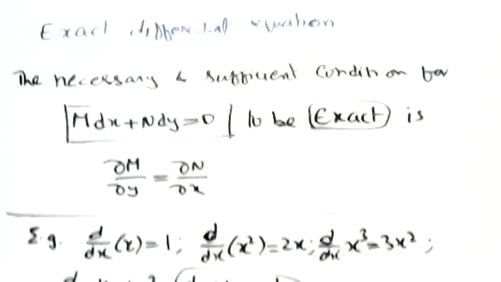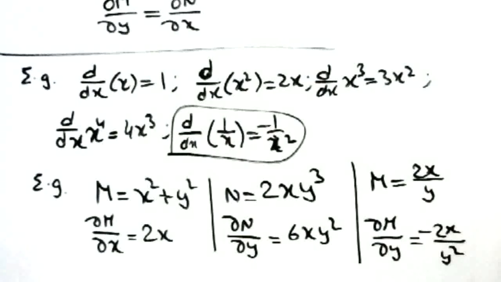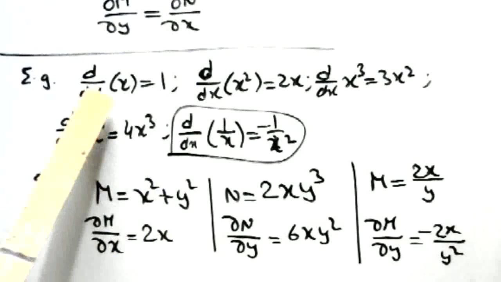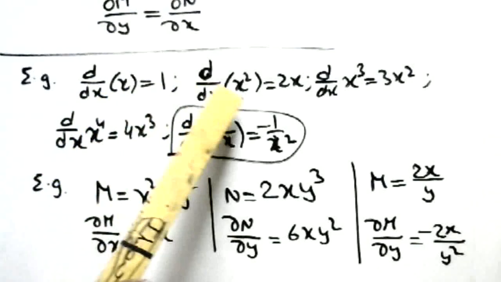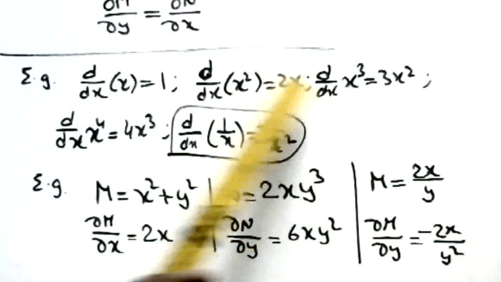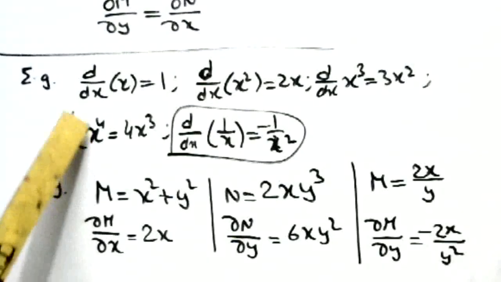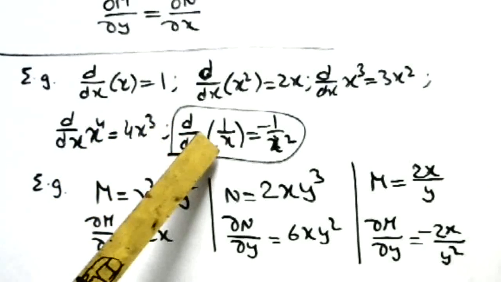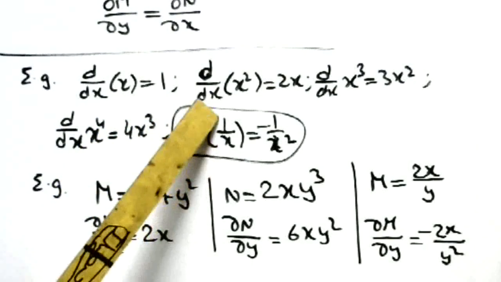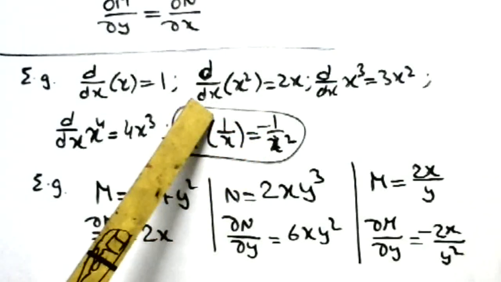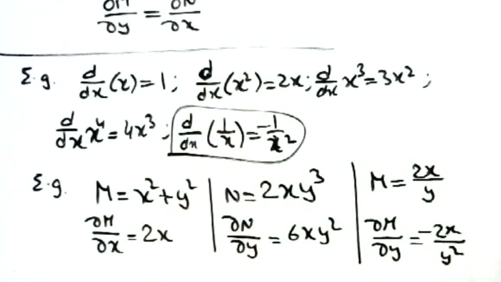Before going to the formula, let me see one thing, a few little examples I wrote. Those who don't know, just revise this. d/dx of x is 1, d/dx of x square is 2x, d/dx of x cube is 3x square. Similarly, d/dx of x power 4 is 4x cube. And this also we have to learn by heart: d/dx of 1/x is minus 1/x square.